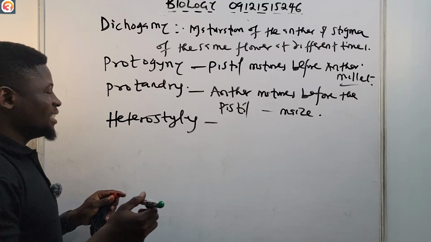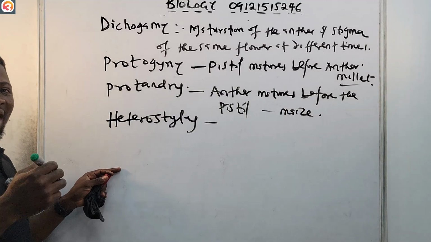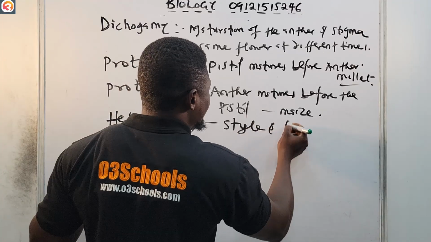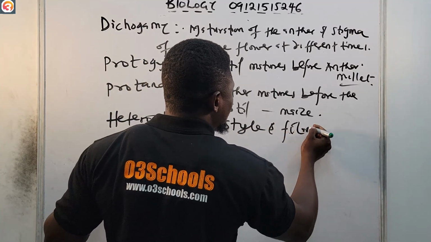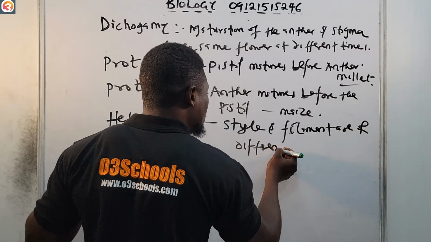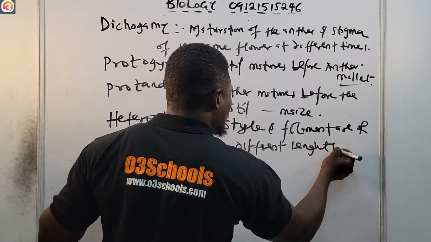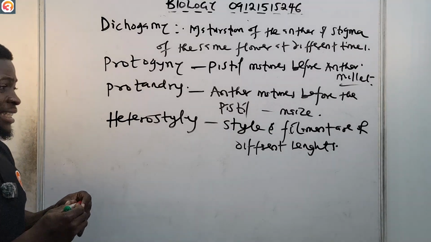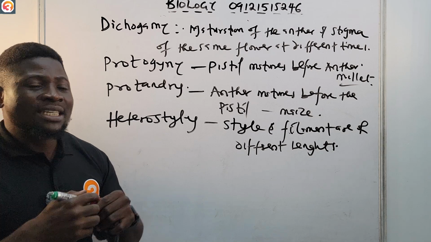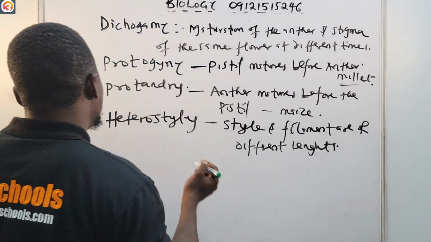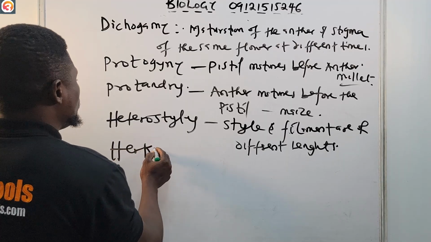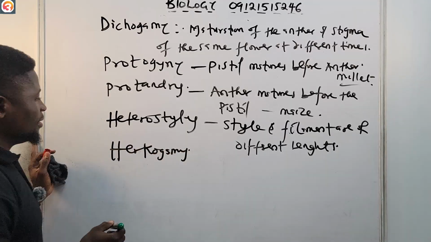Heterostyle happens when the style and the filaments are of different lengths. We call that heterostyle, and it definitely helps to discourage self-pollination, instead encouraging cross-pollination. We also have another one we call hercogamy.